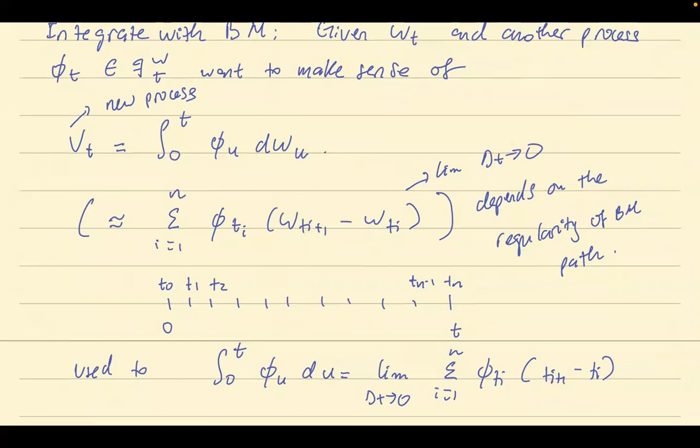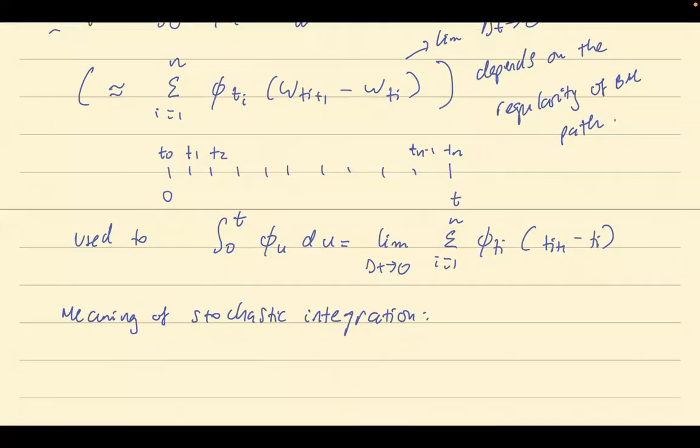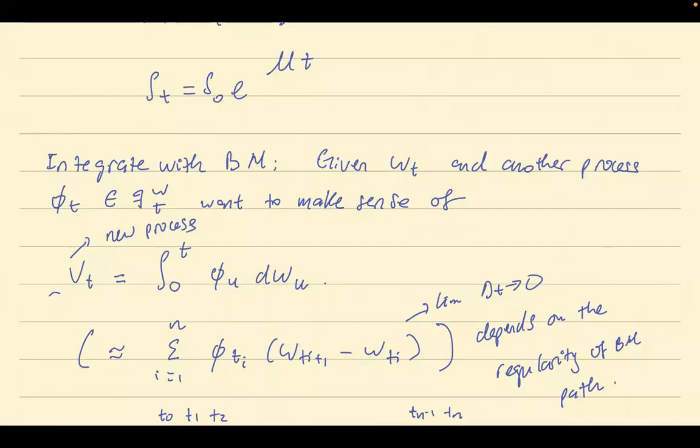So now I want to spend a few minutes talking about the financial meaning of this. Why do we care about integrating with ground motion in all this context? The meaning of stochastic integration. So I guess I want to say this.